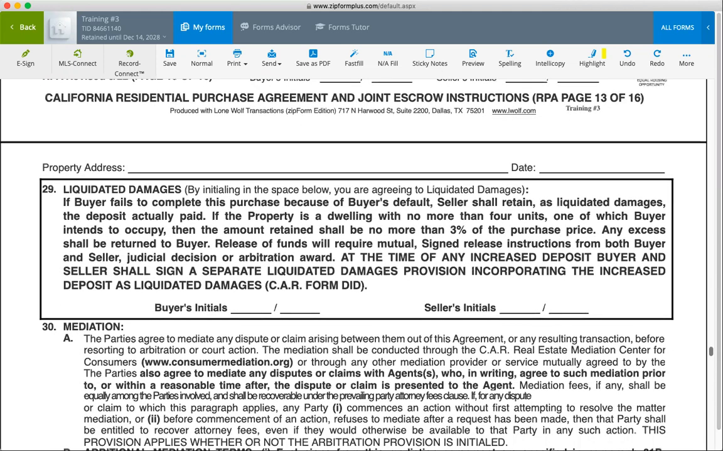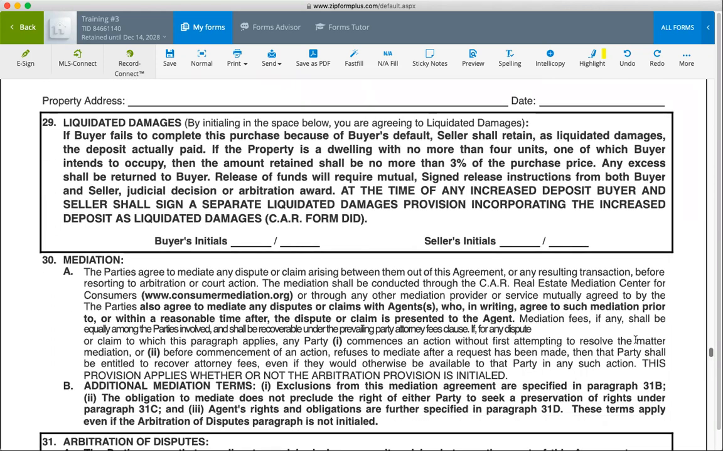Then you get into liquidated damages. Typically, we're going to advise buyers and sellers to agree to liquidated damages. And that means that if there's a dispute that arises out of the cancellation of the contract, the damages are limited to 3% of the purchase price. And that's deemed to be reasonable, and everybody agrees to that.